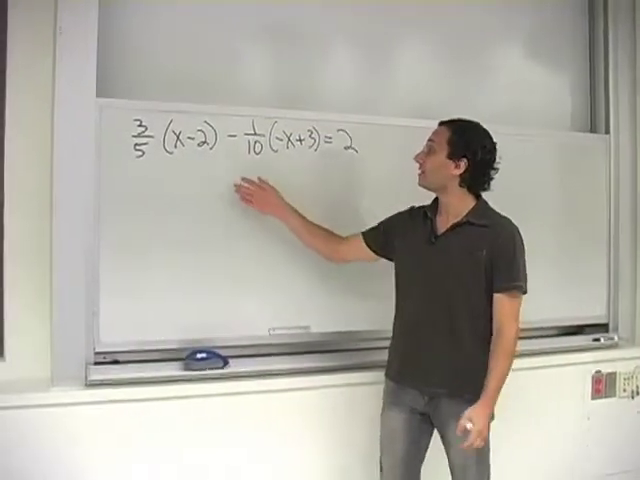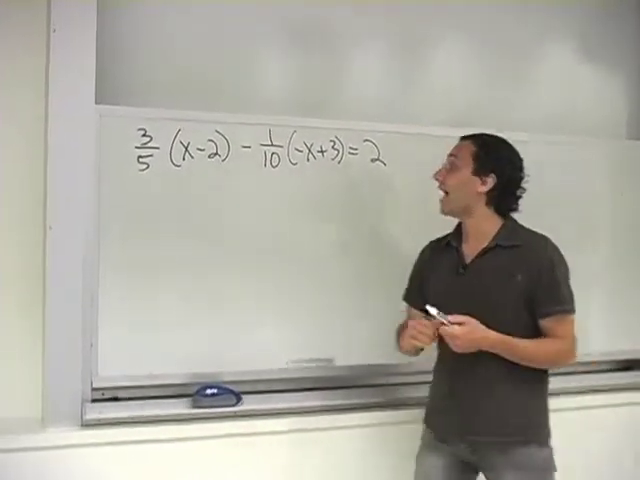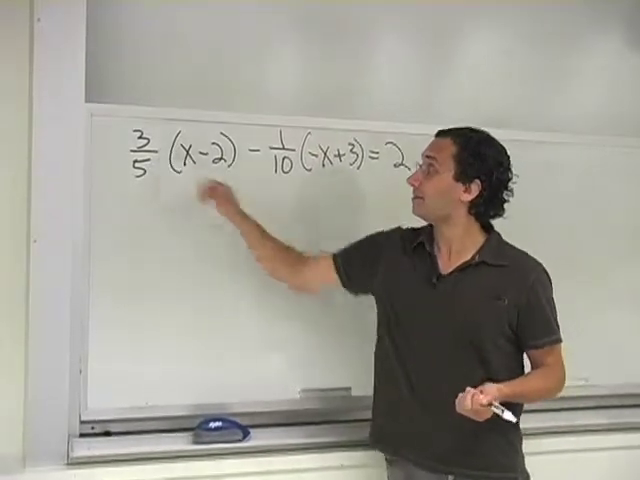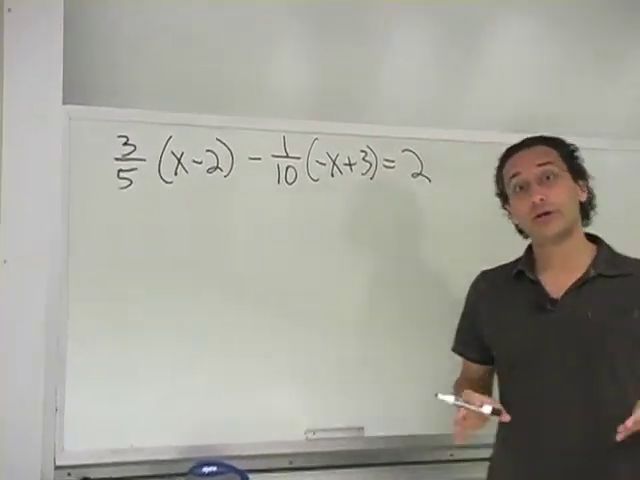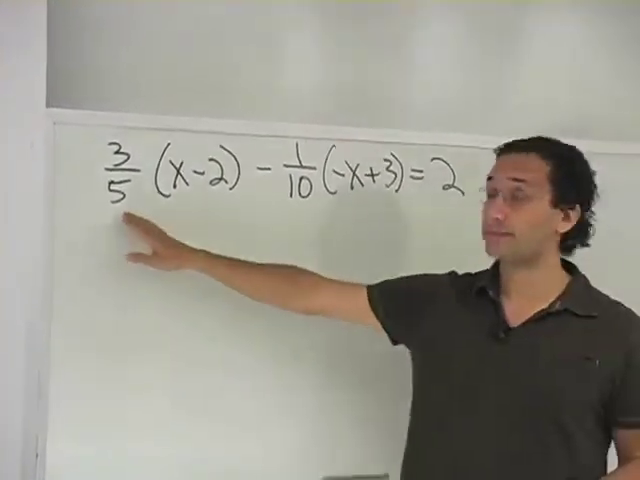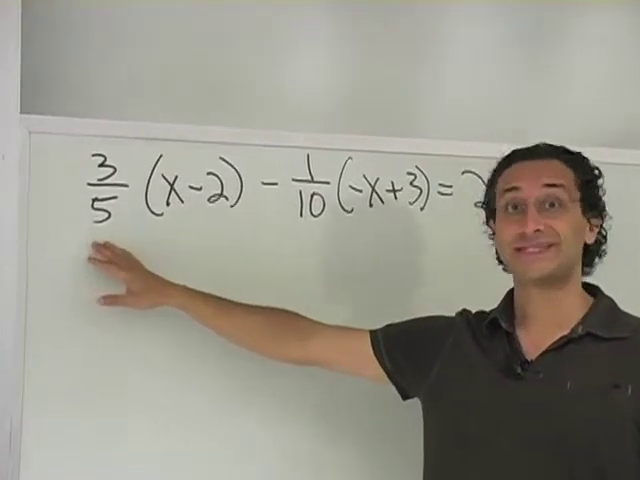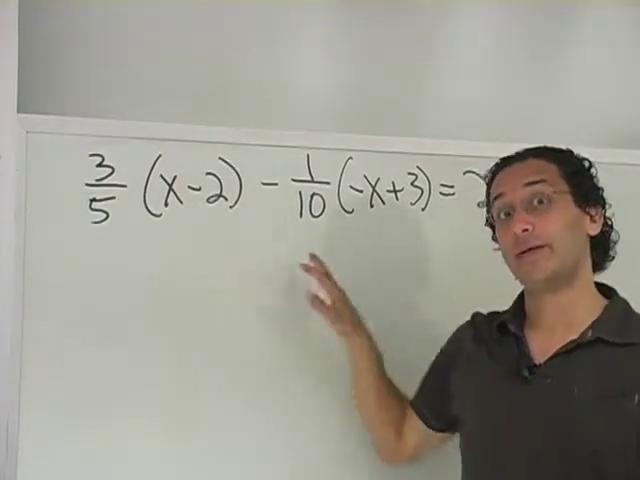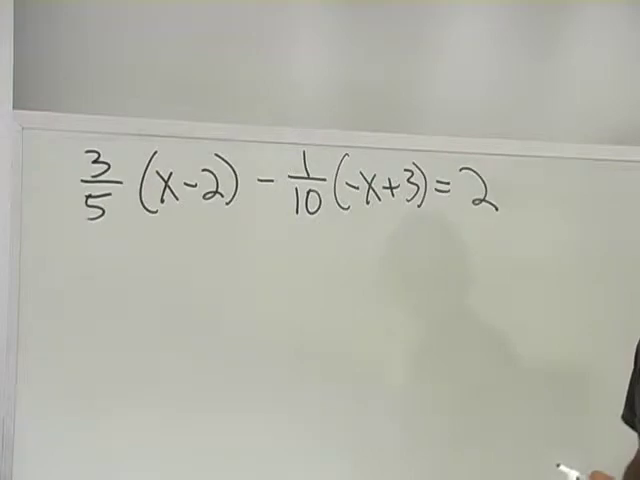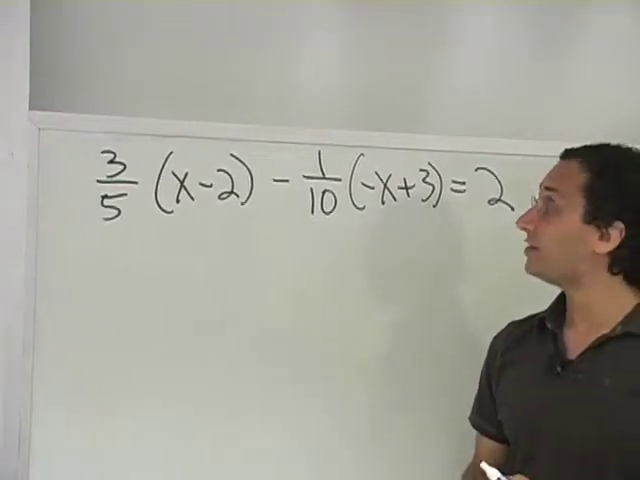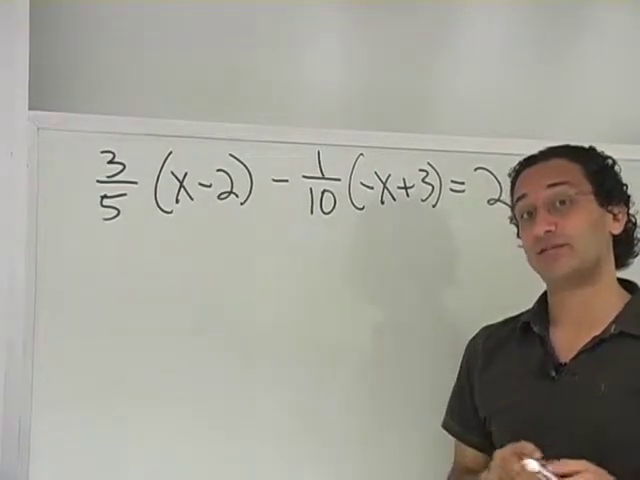Here we're dealing with a linear equation which has fractions involved. What you could do is find the least common denominator and then treat this as a rational equation. But instead of doing that, I'm going to show you a slightly different method, which is to eliminate the fractions.